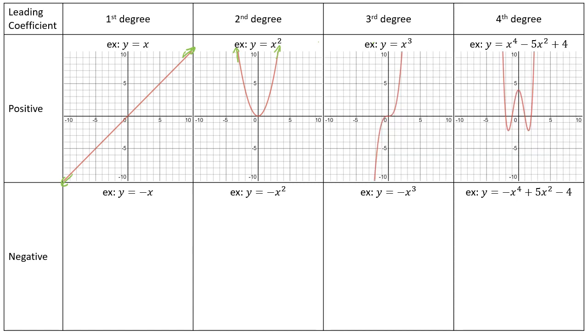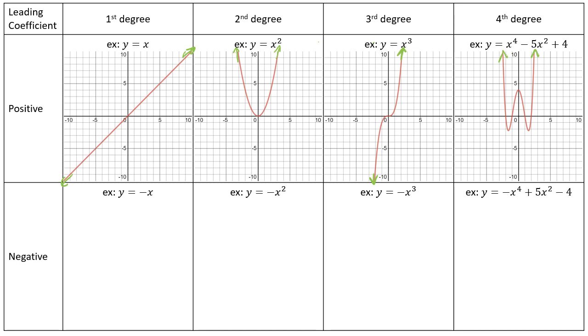Okay, x cubed. X cubed starts in the bottom left and goes to the top right in exactly the same way that y equals x does. And then x to the fourth, this quartic, this fourth degree polynomial, has a similar end behavior. The behavior of the ends of the graph does a very similar thing to what y equals x squared does.